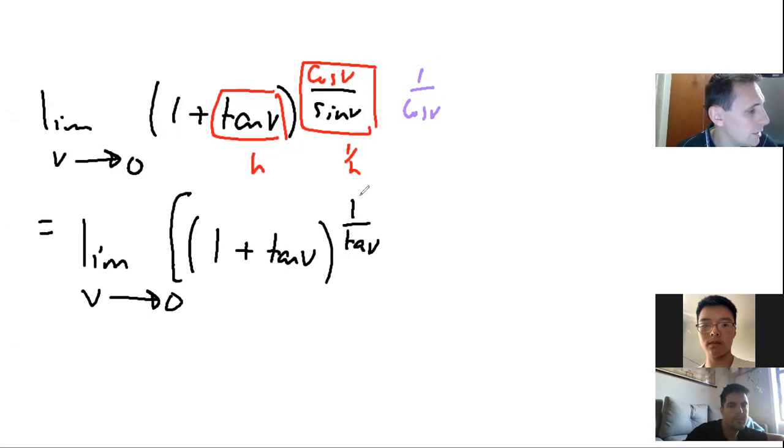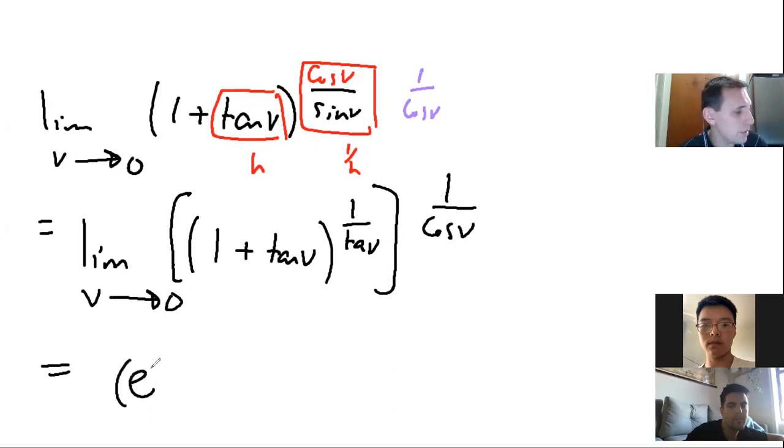And the entire thing is raised to the power of 1 over cosine v. Now, as v goes to 0, cosine v will go to 1. So what we're getting here is e to the power of 1, which is e. You see, so that's doing the same thing slowly.